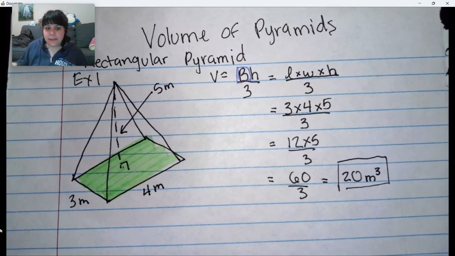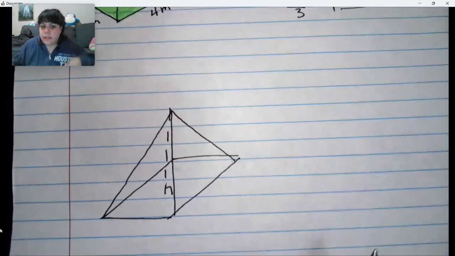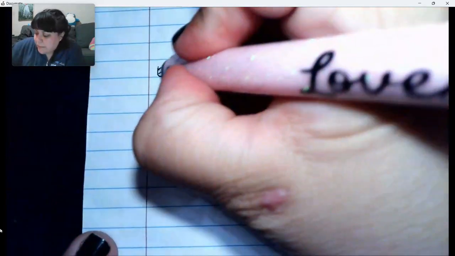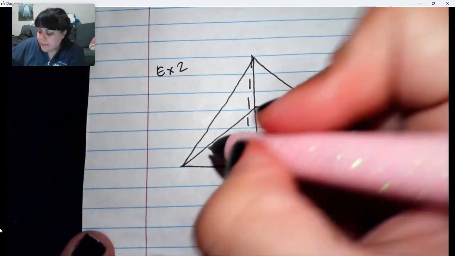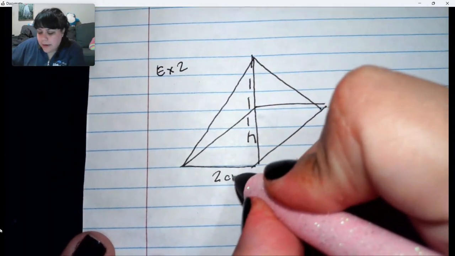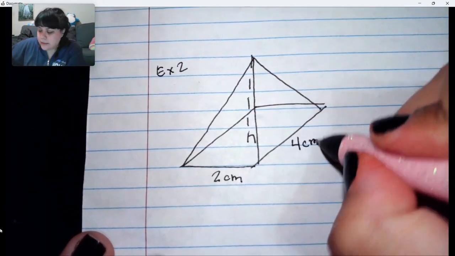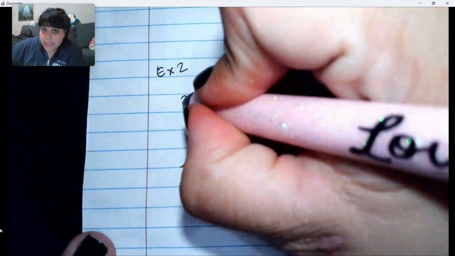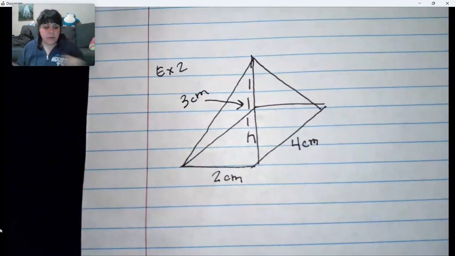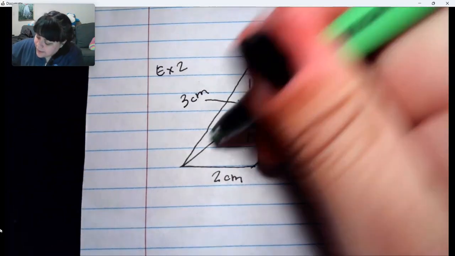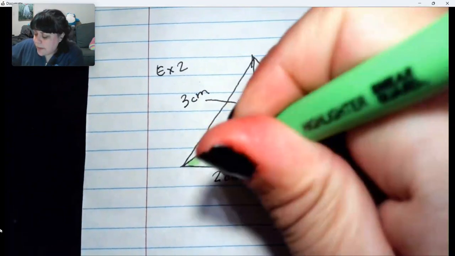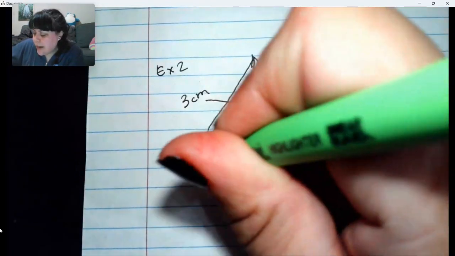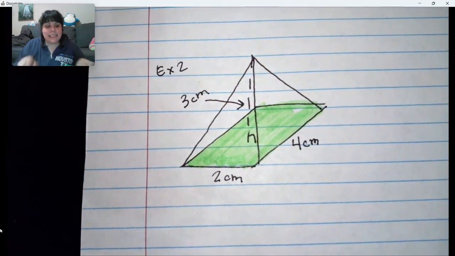Let's go on to the next one. So here's our second one. Let me put example 2, and I'm going to fill in some numbers. Over here I have 2 centimeters, 4 centimeters, and this height right here is going to be 3 centimeters. Okay, so I'm going to get my highlighter and highlight the base of my pyramid. Remember, pyramids only have one base, and since we're doing rectangular pyramids, my base is in the shape of a rectangle.